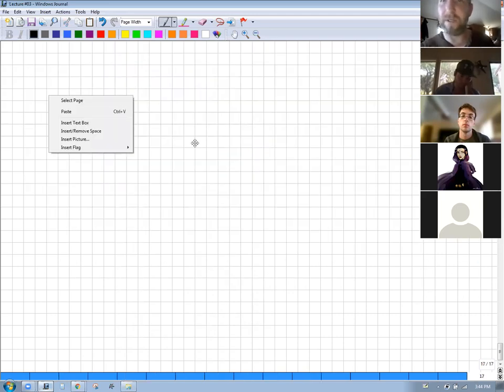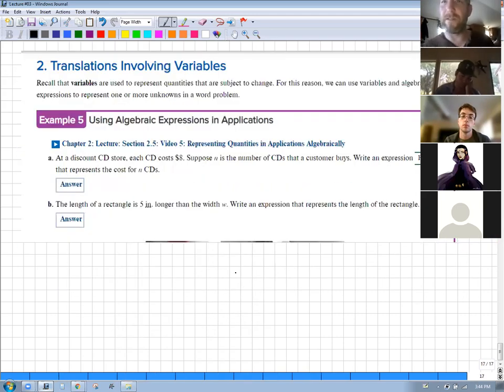All right, let's look at their examples here. I'll recopy this. All right, so variables are used to represent quantities that are subject to change. For this reason, we can use variables and algebraic expressions to represent one or more unknowns in a word problem.